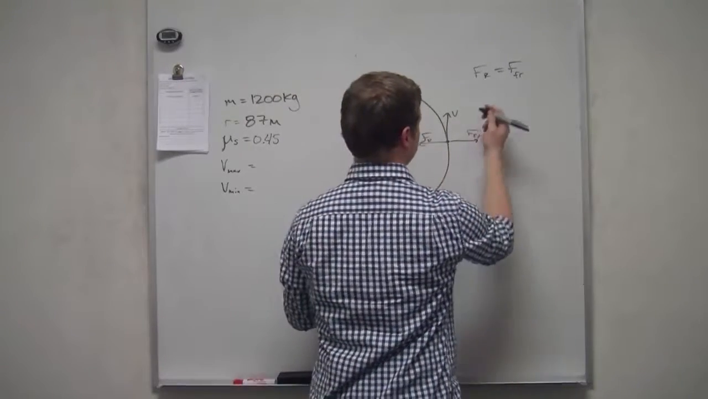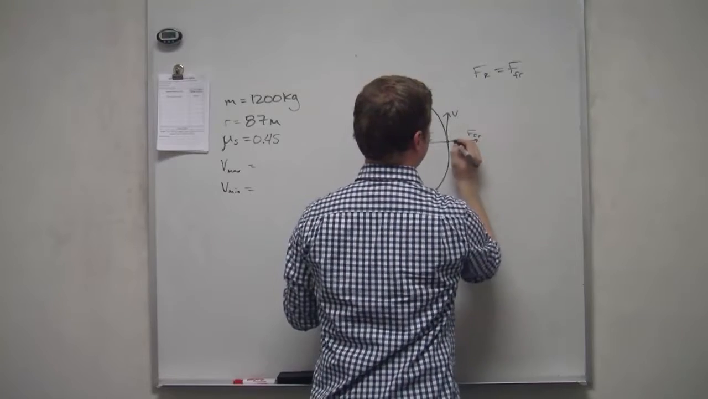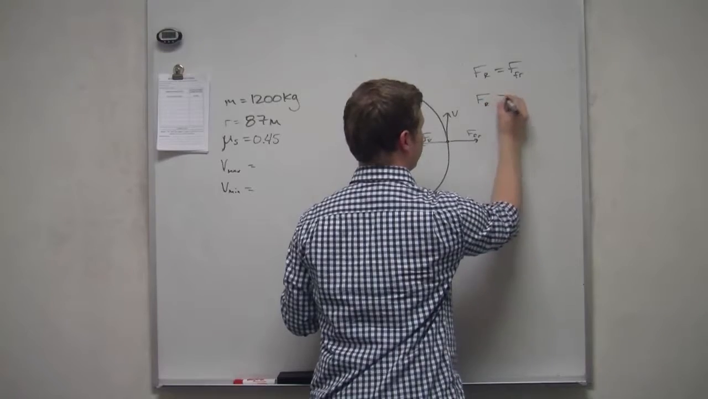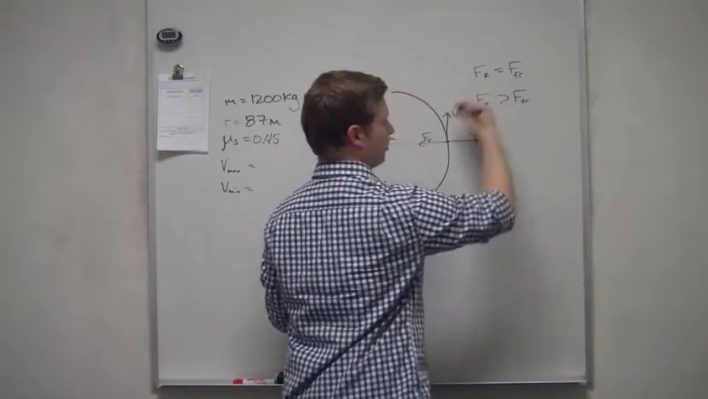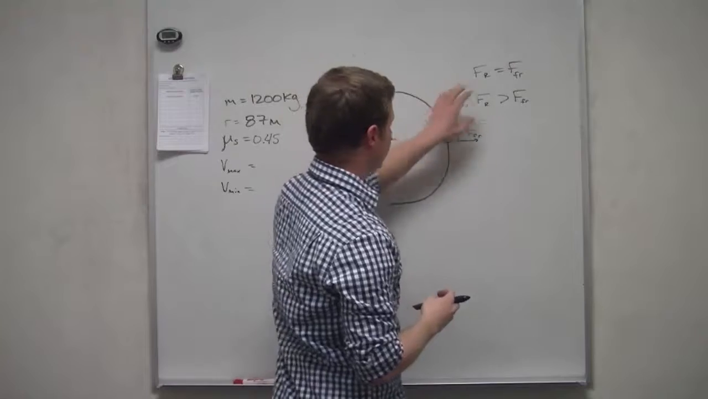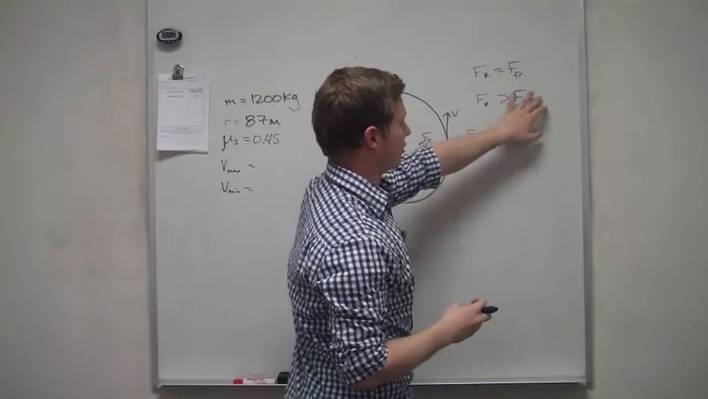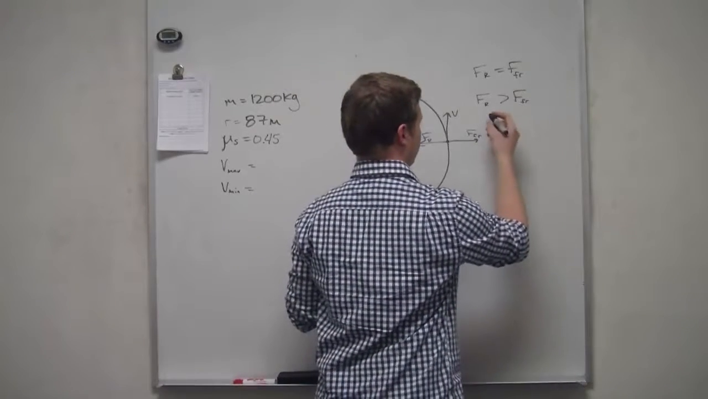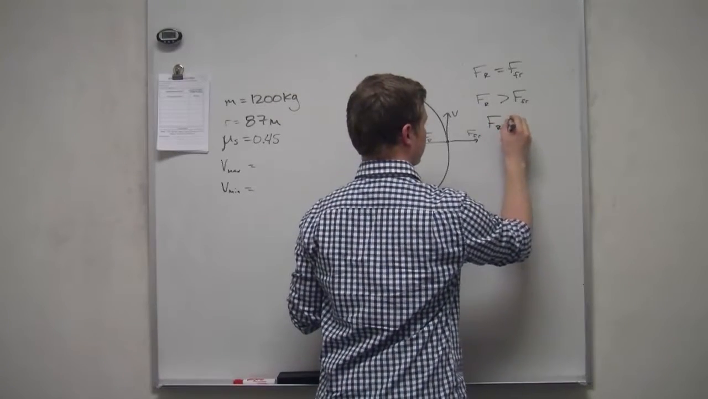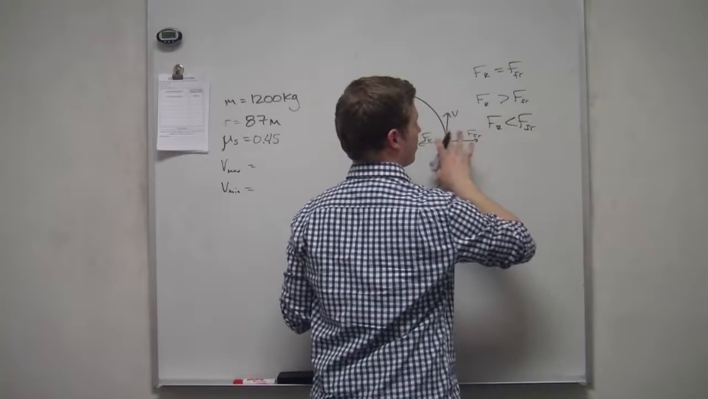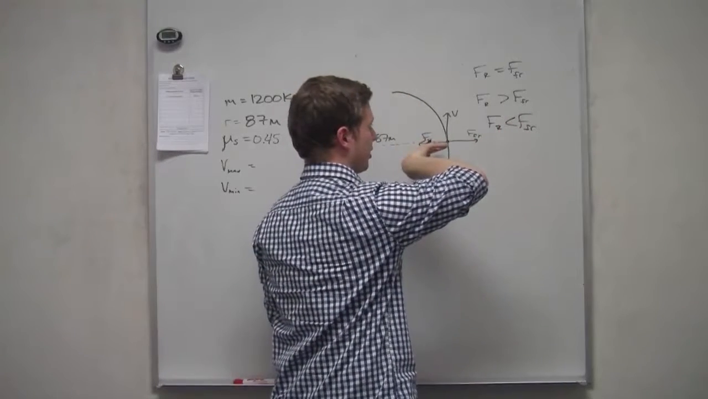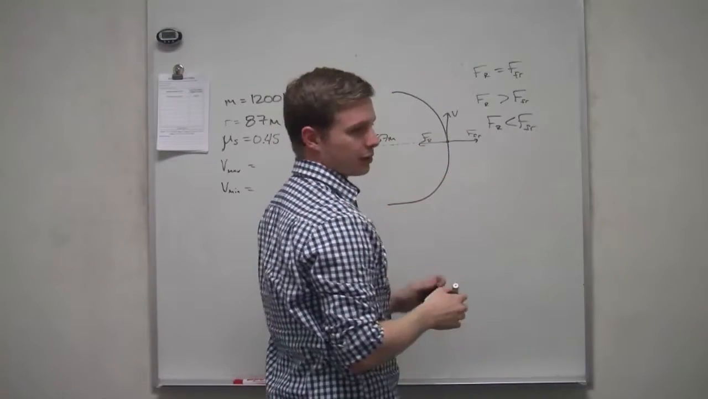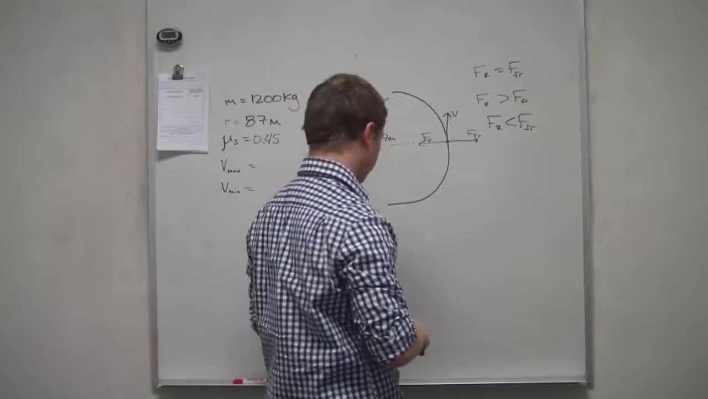This situation is for V max, basically. It'll be true for the other one too, but as long as this is true, the car won't slide. As long as this force is greater than the frictional force, we're good. As soon as the frictional force gets bigger than this, that's where we're going to slide out. That makes sense.